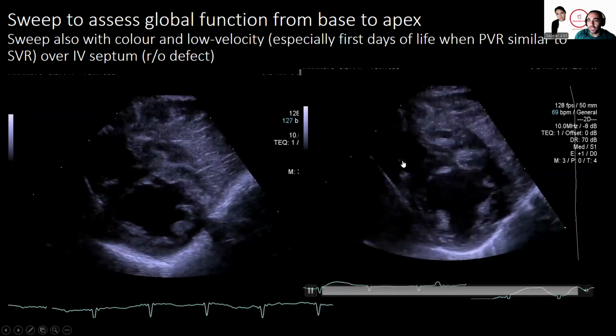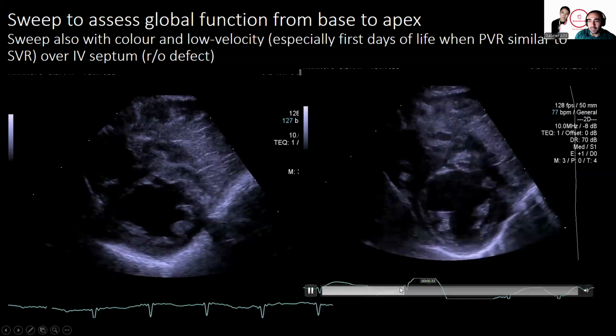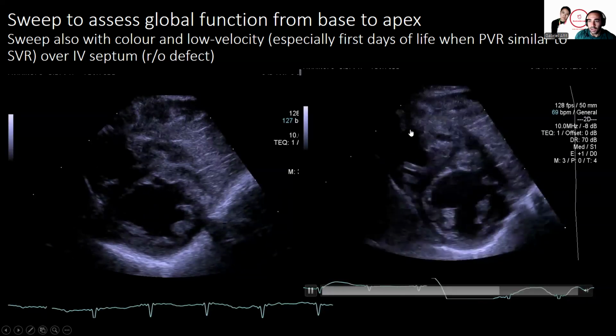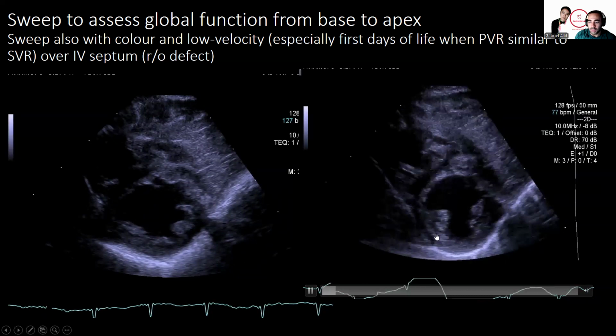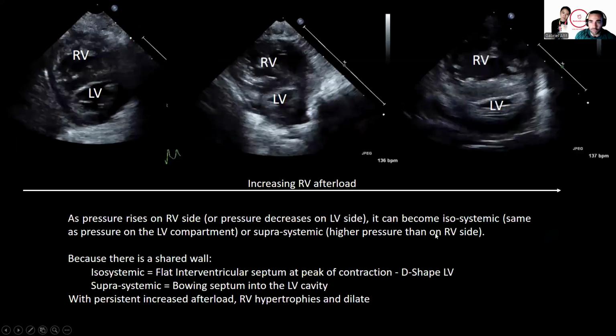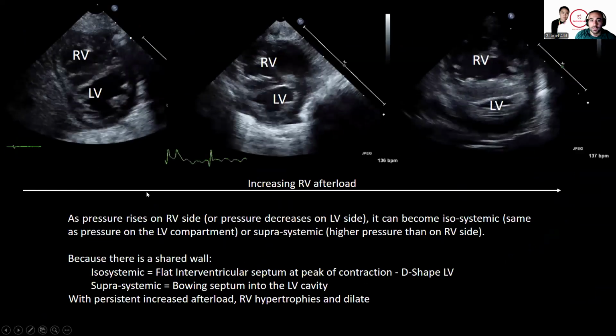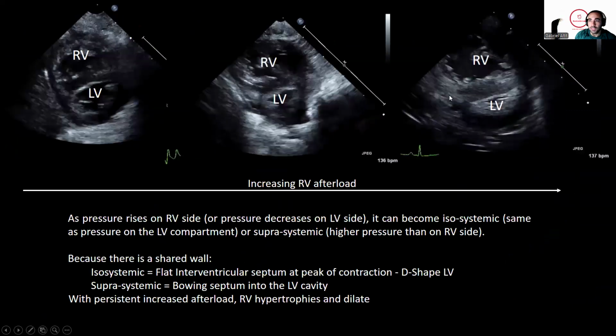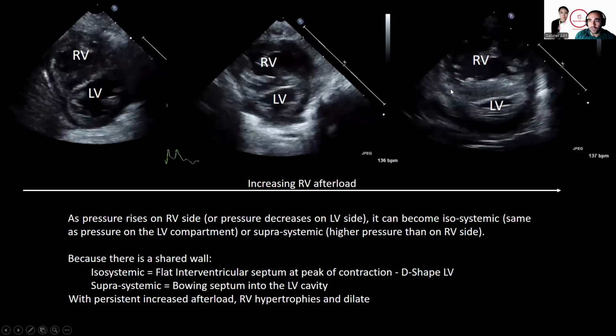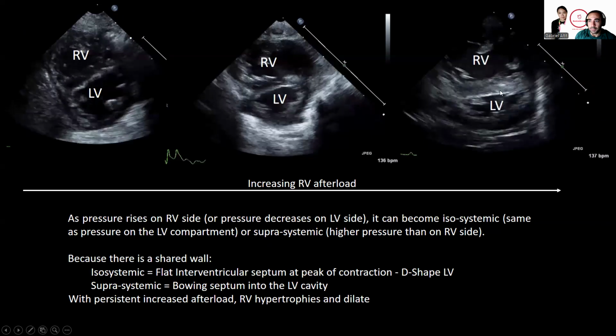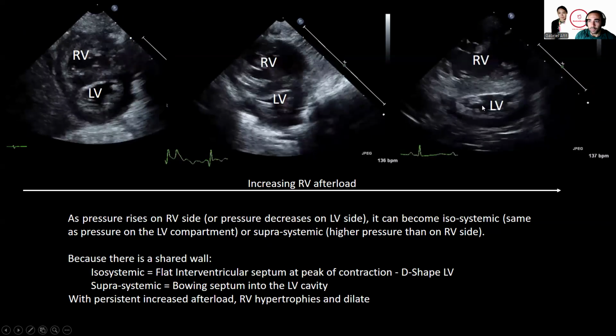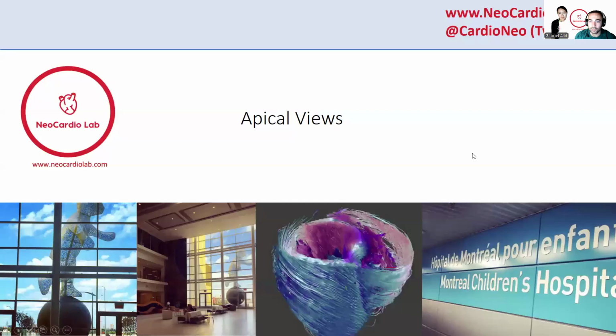We can even appreciate what we call the moderator band, which is this band that connects the free wall of the right ventricle to the septum and which defines the right ventricle. So as you get increasing RV afterload, you may eventually see these kinds of images where you get a very dilated RV and a septum that almost pancakes or obliterates the cavity of the left ventricle.